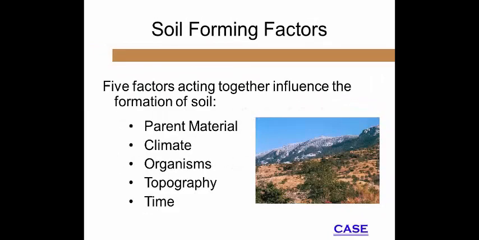The 5 factors that influence the type of soil formed and the rate at which it is formed are parent material, climate, organisms, topography, and time. These factors are interconnected. We will take a closer look at each of these factors.